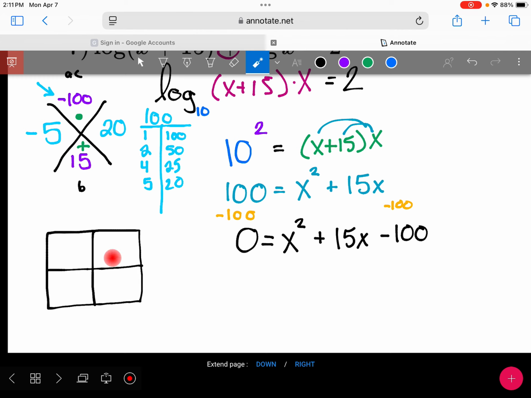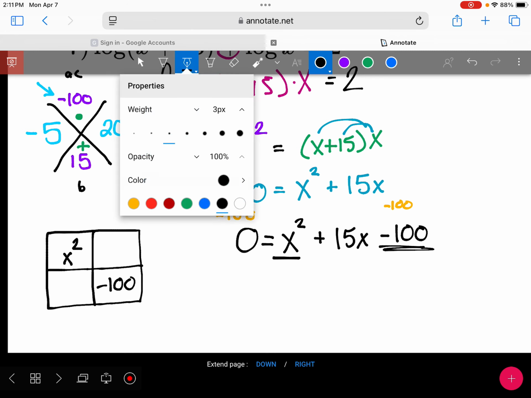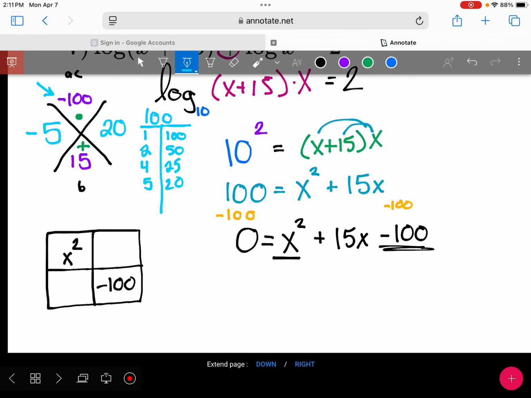So when we're filling in our box to do the factoring part, we're going to take our x squared from the equation, it's this guy, and the minus 100 from the equation. It is neither of the purple numbers in the x frame, neither of them. The pieces we get out of the x frame are those 2 blue numbers, and they get this letter. So we're going to have our minus 5x and our positive 20x.